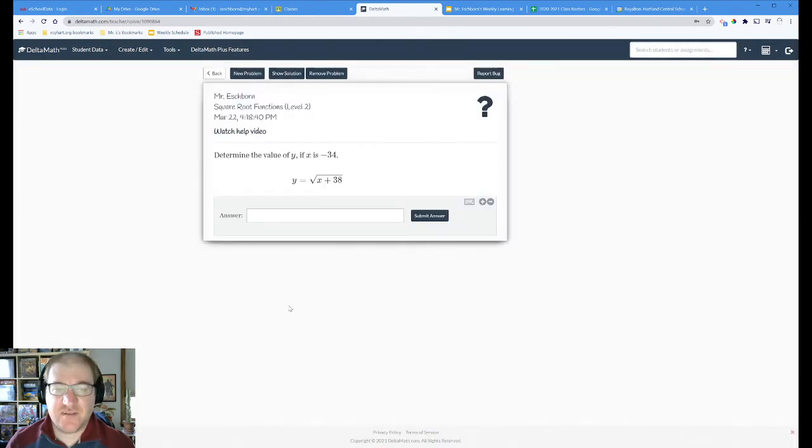Example number 3 wants us to determine the value of y if x is negative 34. So in this one, you're going to plug in negative 34 for x, add it to 38, which would be positive 4. And then when you're all done with that, you're going to square root 4, and the square root of 4 is 2.